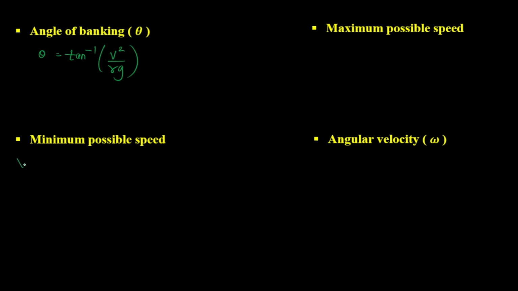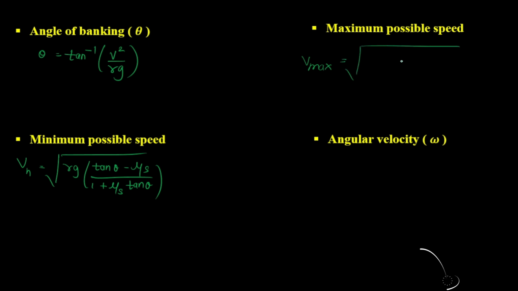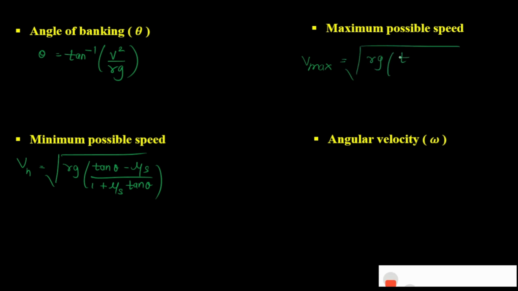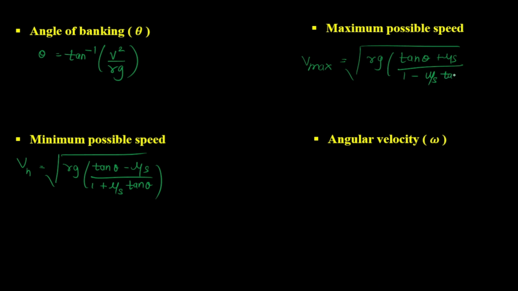Minimum possible speed v min is equals to root of r g times tan theta minus mu s divided by 1 plus mu s into tan theta. Maximum possible speed, so it is v max equals to root of r g times tan theta plus mu s divided by 1 minus mu s into tan theta. This is of minimum, this is of maximum possible speed.